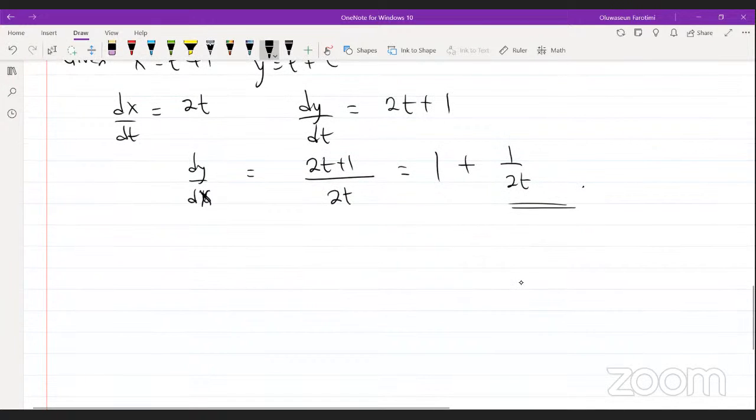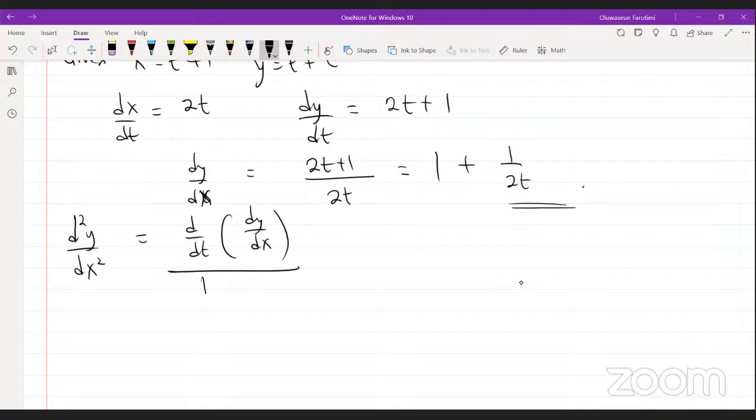Now the second part is asking us for the second derivative, okay? So what is this formula? It says d/dt of dy/dx, divided by dx/dt. Now, what does this mean, guys? This is d/dt of dy/dx. I already found it: it's 1 plus 1 over 2t. Now, the problem here is that once your first derivative is incorrect, then your second derivative is also going to be incorrect, guys. So you got to be careful, okay?